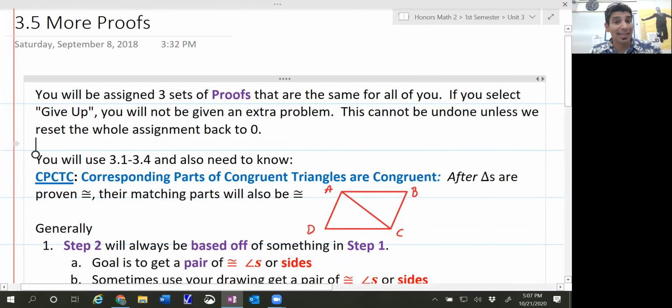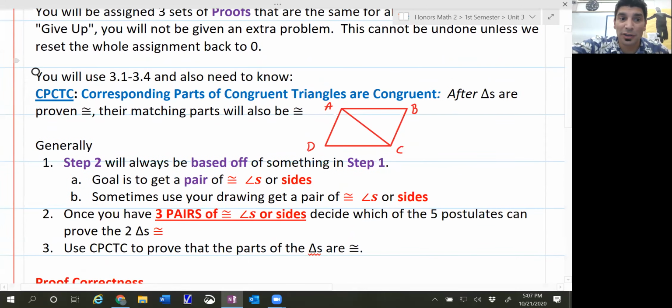Plus, you're all going to be getting the same questions so you can work together. You're going to be put into groups. Keep that in mind. That's why you've been working on talking to each other.